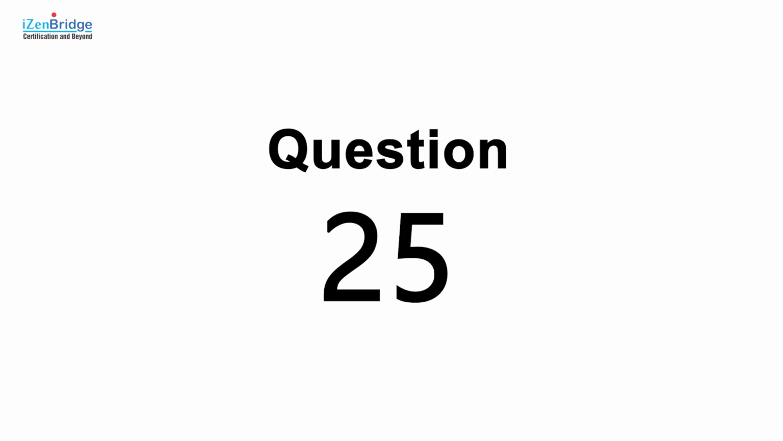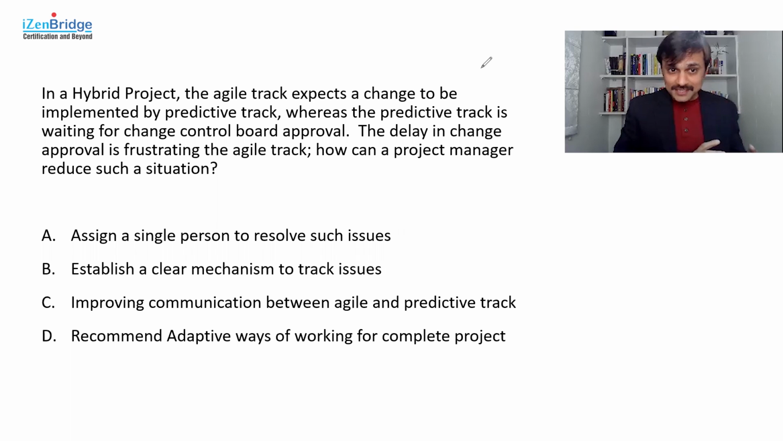Question 25. In a hybrid project, the Agile track expects a change to be implemented by the predictive track. Okay, so I can assume there is an Agile track and there is a predictive track. It's a hybrid project, both are included in the one project, whereas the predictive track is waiting for the change control board approval. The delay in change approval is frustrating the Agile track. How can a project manager reduce such situations?